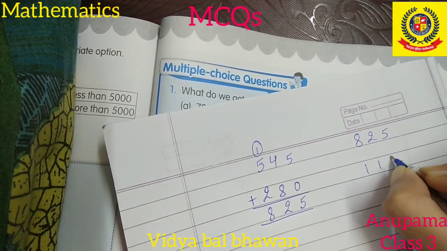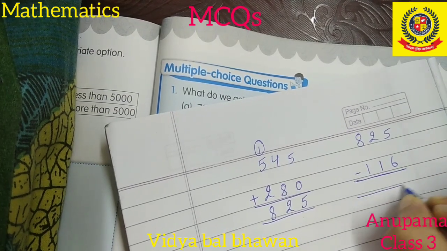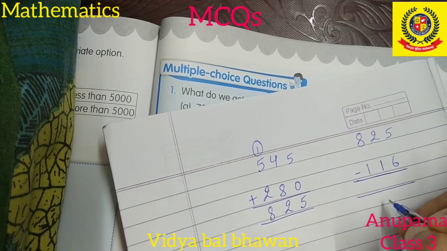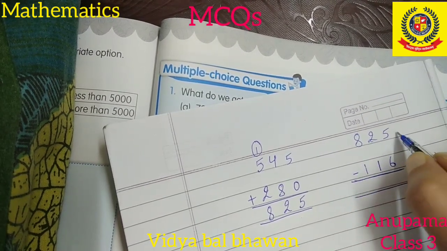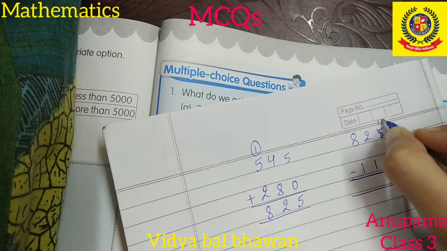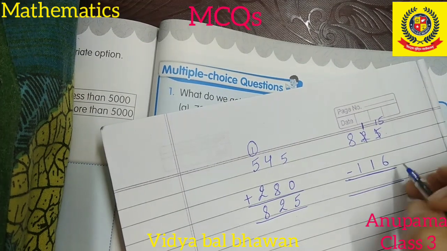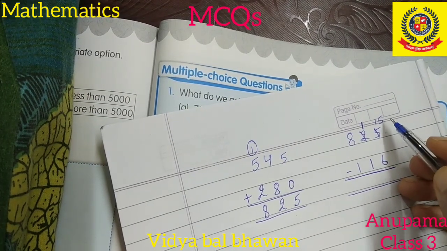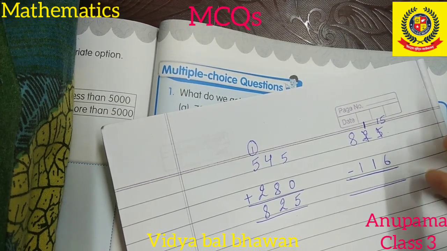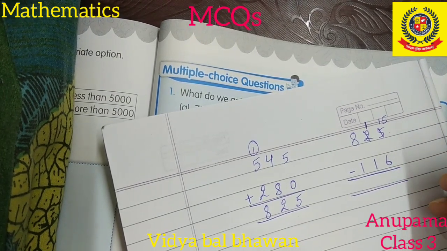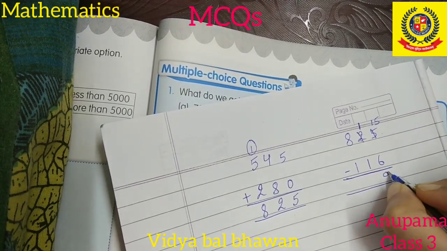Subtract 116 from 825. So 5 minus 6 is not possible. So what we will do, we will take borrow from this number 2. After giving 1, it will become 15, and here 1 is left. Now 15 minus 6 is 9. You can start backward counting from 15, 14, 13, 12, 11, 10, 9. So answer is 9. Write here 9.